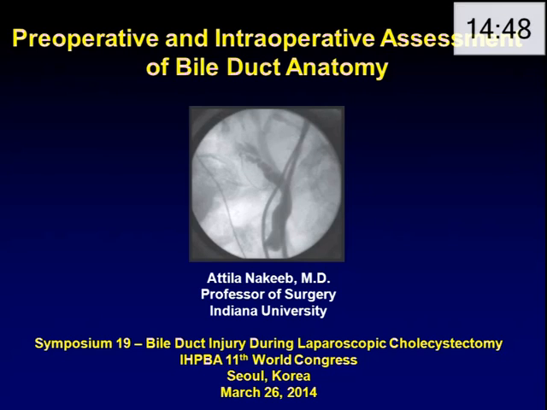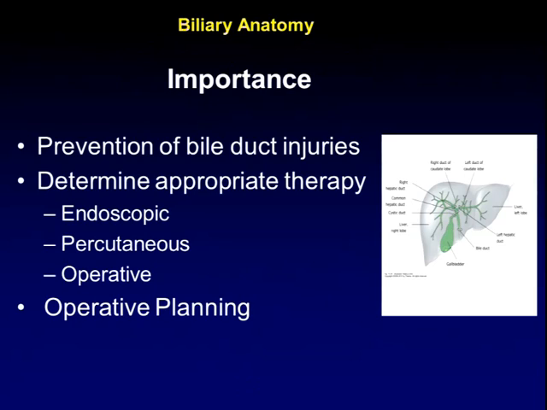I've been charged with the topic of preoperative and intraoperative assessment of bile duct anatomy. Clearly, for anybody that operates in the right upper quadrant, we need to understand the importance of the biliary anatomy. A sound grasp of the anatomy is of utmost importance in preventing bile duct injuries from occurring. It's also necessary for each specific patient to understand their individual anatomy in order to determine appropriate therapy if a bile duct injury occurs, whether that best will be managed endoscopically, percutaneously, or operatively, and it's of utmost importance in our operative planning in the management of these patients.